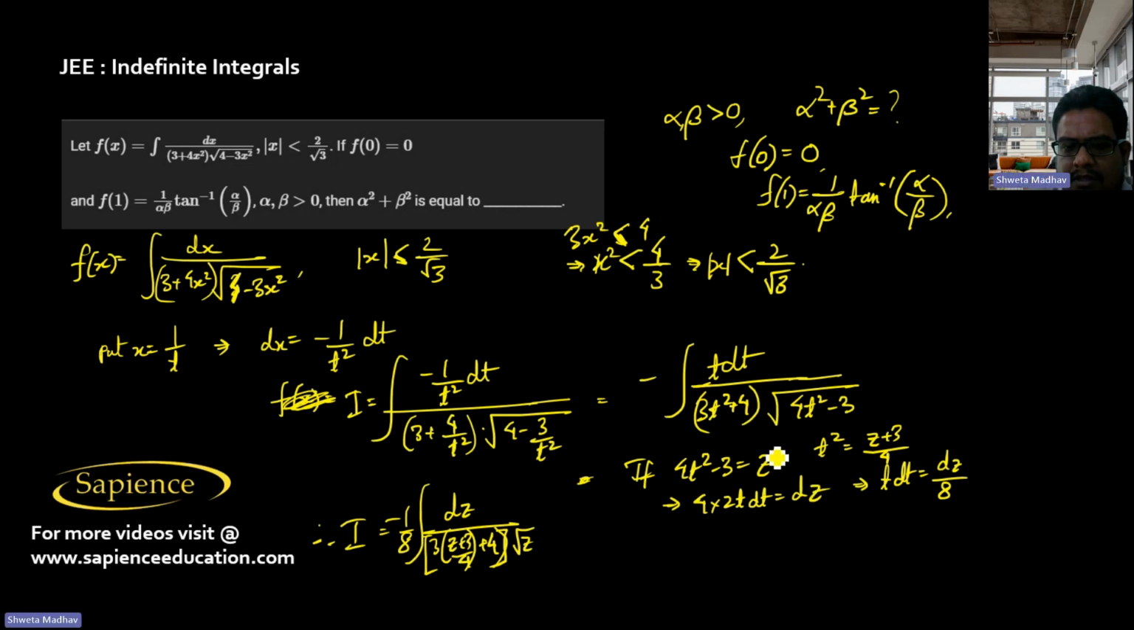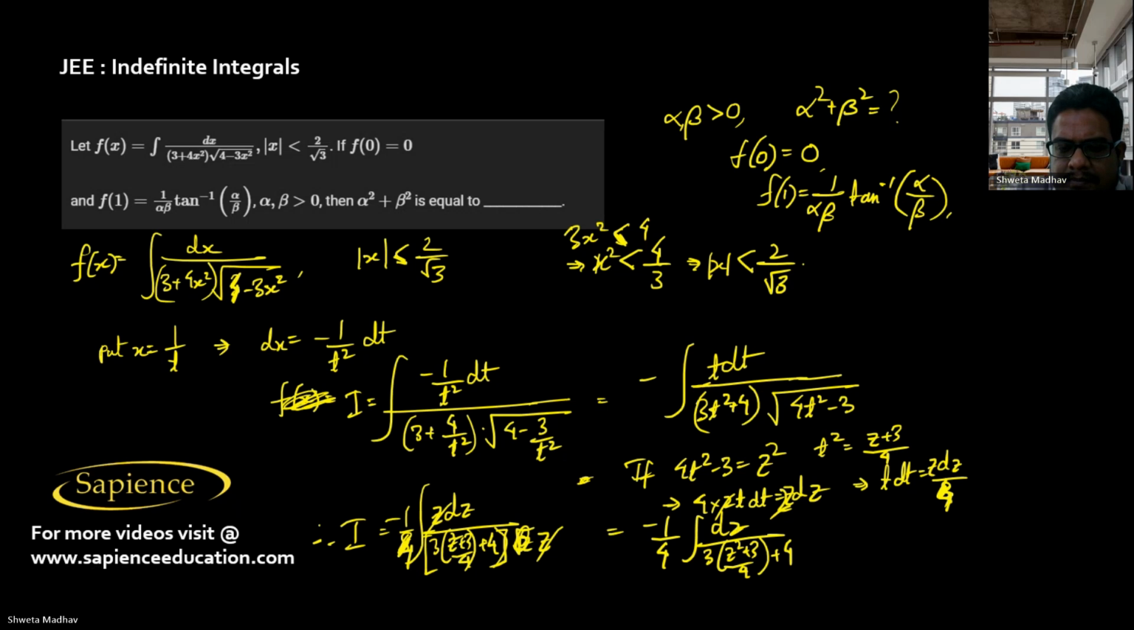Suppose if you take this as z square, then this will be 2z dz actually. So 2 will cancel, so this will be z dz by 4. So we can write 1 by 4 z dz, and root over z square is z. This is z square plus 3 by 4 plus 4. So z and z will get cancelled. So this will come minus 1 by 4 integral dz by 3 into (z square plus 3 by 4) plus 4.